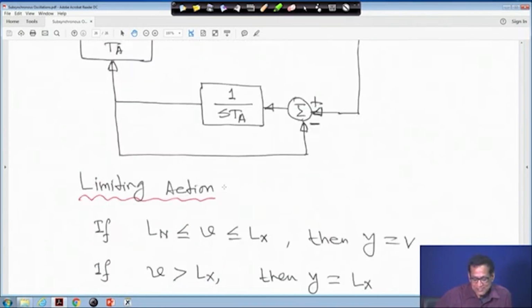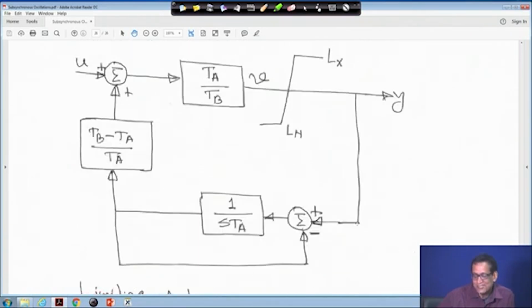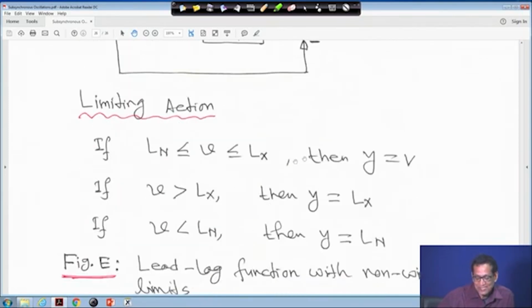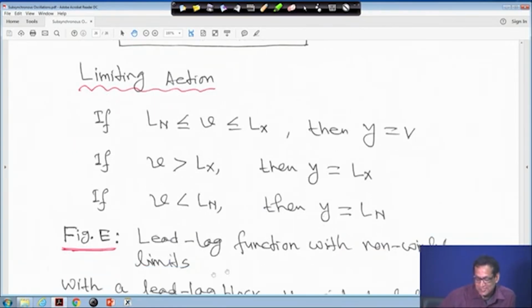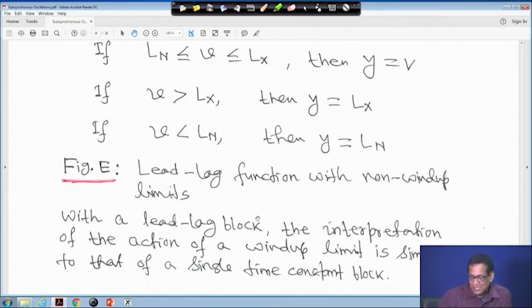So, the limiting action will be: if V is lying in between Ln and Lx, then y is equal to V, same as before. If V is greater than Lx, then y is equal to Lx, and if V is less than Ln, then y is equal to Ln. So, lead lag function with non-Windup limits, but this expression looks like Windup limits, because we have made it simpler. With a lead lag block, the interpretation of the action of a Windup limit is similar to that of a single time constant block that we have seen before.